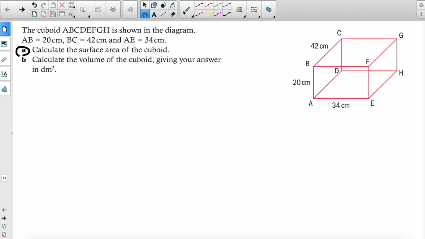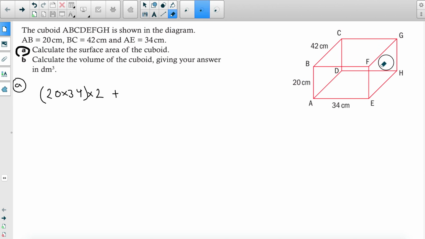We can deal with the first area, so we can look at the area at the front and then the area at the back, and note that the area of this rectangle is 20 by 34. So 20 by 34, we're doing part A now. But we have 2 of this area, so I'm just going to multiply this by 2. And then similarly, the faces on the side, this face and the other face, are just 20 multiplied by 42. So 20 times 42, and again we have 2 of those faces, so we multiply by 2.